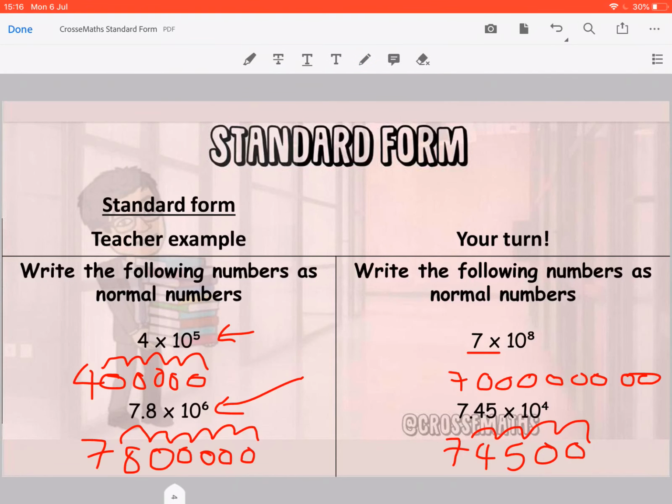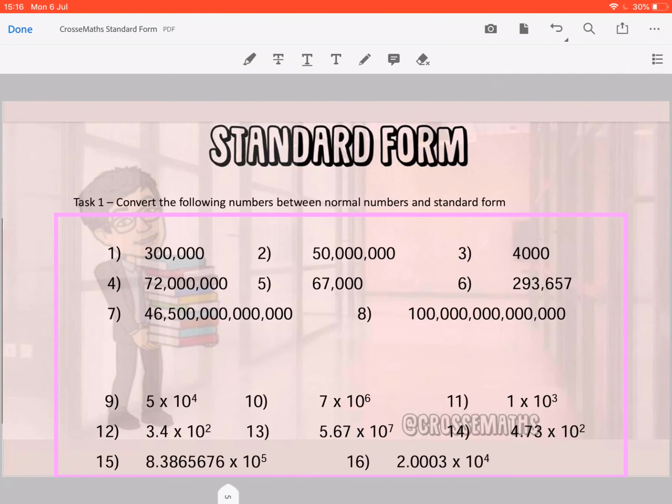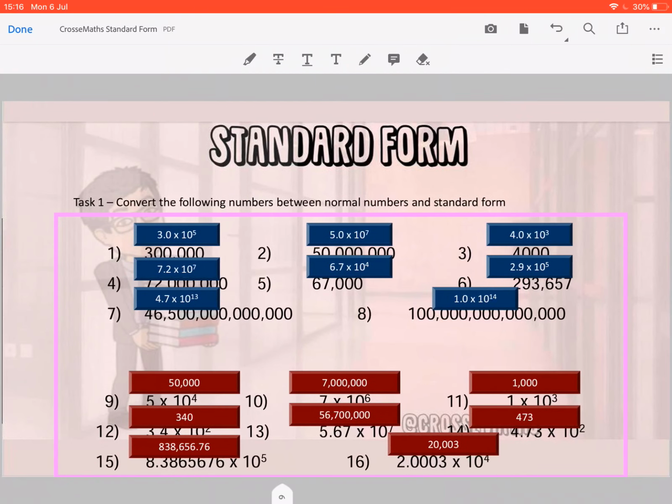Okay, hopefully you got those right and you kind of understand this. Have a go at some of these questions. Here's task 1. Have a go, pause the video now and get as many of them done as you can. The first lot, I'd like you to put in standard form. The second lot, I'd like you to put as normal numbers. Right, hopefully you're all done with those. Mark whatever you've done so far. Okay, pause the video and mark those up.